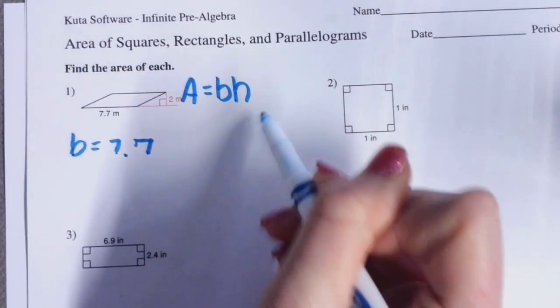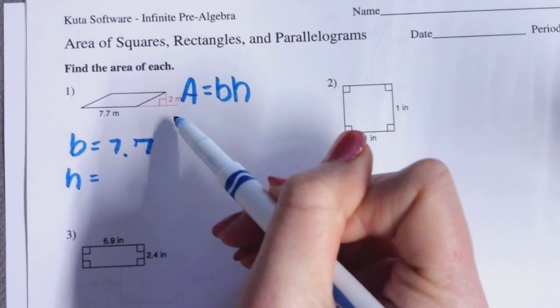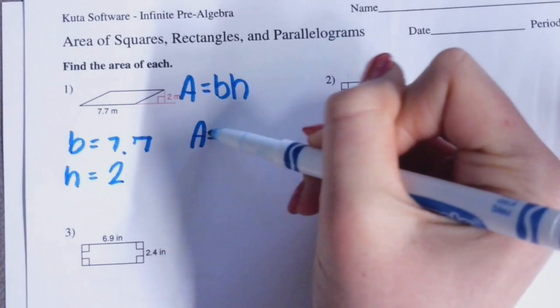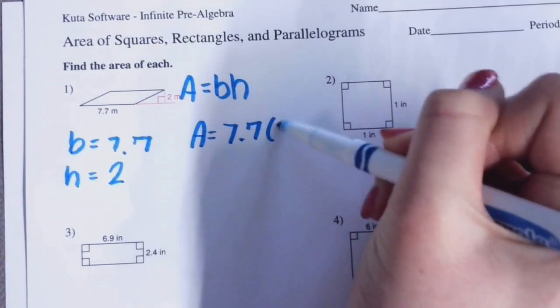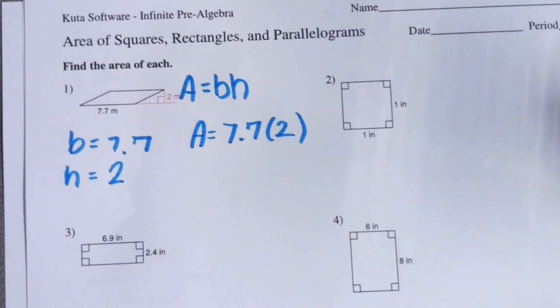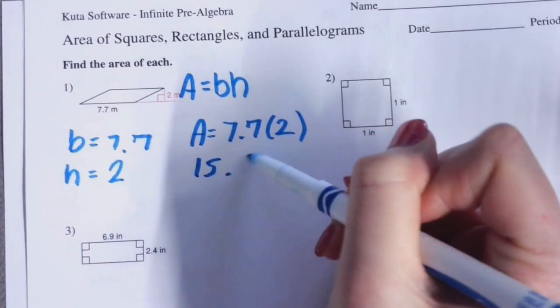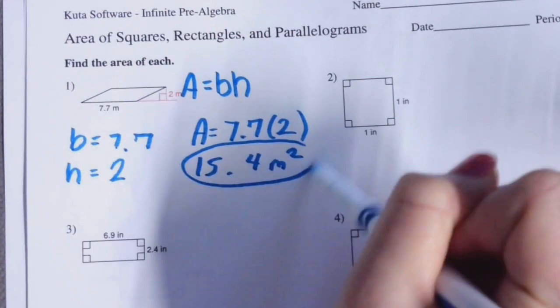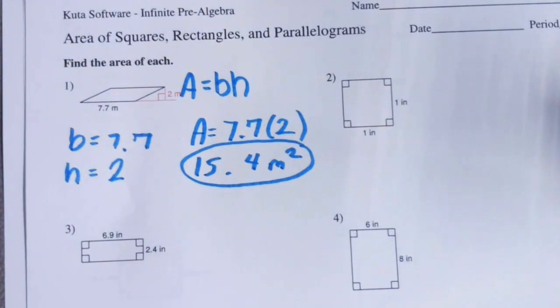Now let's figure out what our height is. Our height is how tall something is. That is 2. So we're going to plug this into our formula here. Area equals 7.7 times 2. So when I put 7.7 times 2 in my calculator, sorry, let me type that in. It's going to get us 15.4. And notice it's meters, and we do an area, so it's squared. All right, here we go.